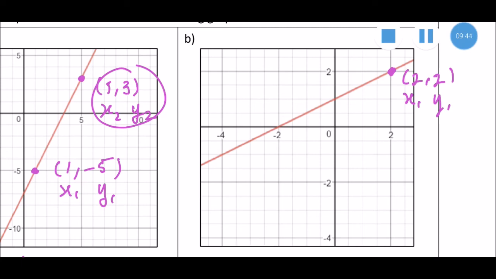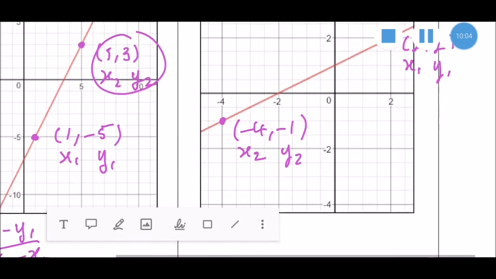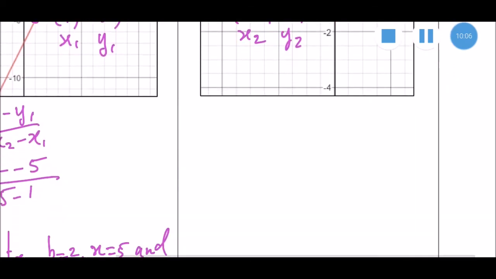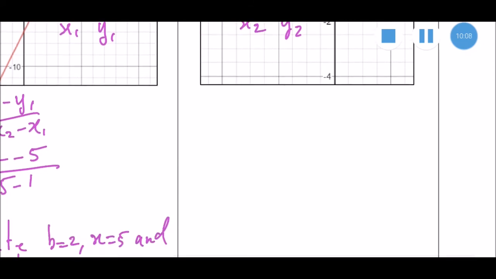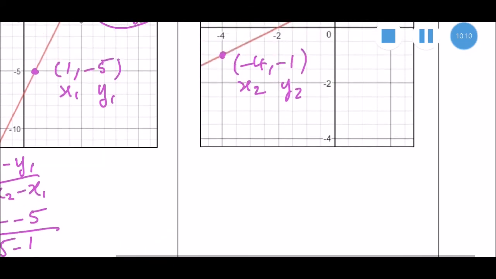Now I need a second point, preferably one that will have whole numbers for coordinates, just to make the mathematics a little easier. Here's one. That is -4, -1, which I will label as my x2, y2. And now I'm ready to dive in and find the gradient.